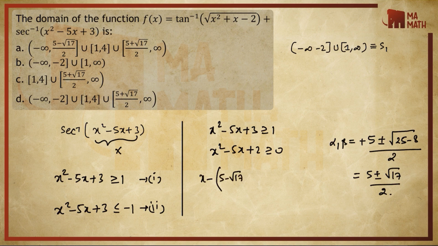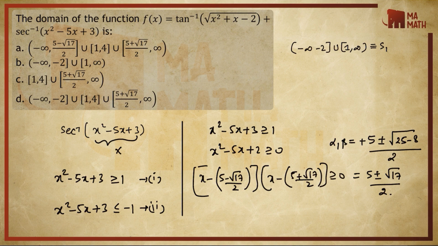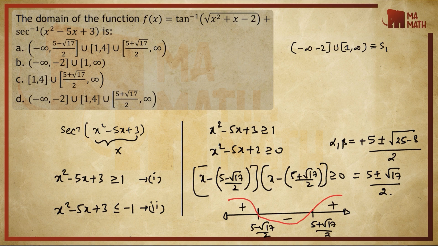So we can write this as (x - (5 - √17)/2) times (x - (5 + √17)/2) greater than or equal to 0. Now, in the wavy curve part, we can easily solve for this one. The first root is (5 - √17)/2. The second root is (5 + √17)/2. And it is positive here, negative here, positive here. So when you draw a wavy curve, this is the positive region. This is where we want.